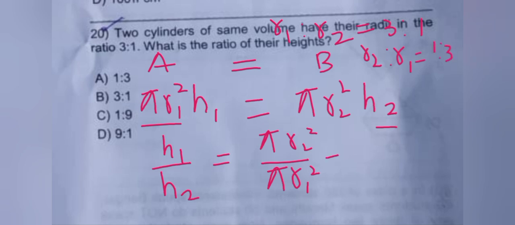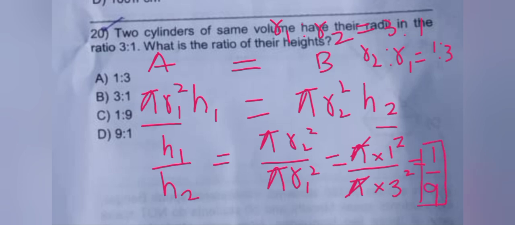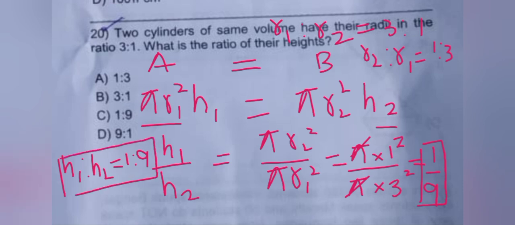So we can write like this: pi, now r2 is our 1 square, divided by pi r1 square. So in place of r1 we have 3 square. This pi and pi will get cancelled. Now this is 1 square divided by 3 square, which is equal to 1 divided by 9. So we can say that the ratio of the heights, h1 is to h2, is equal to 1 is to 9, that is the ratio between the radius of the cylinder.